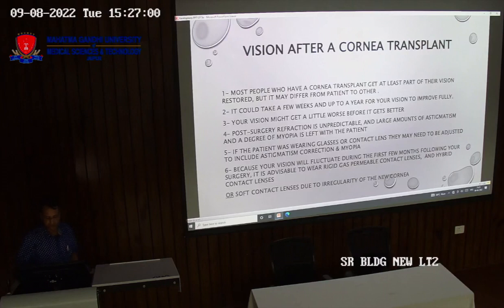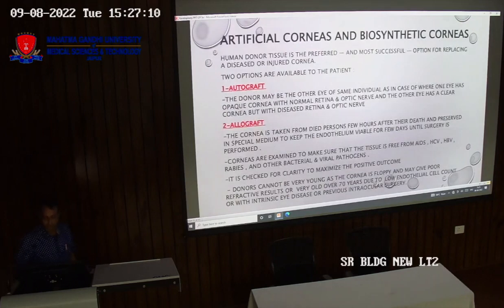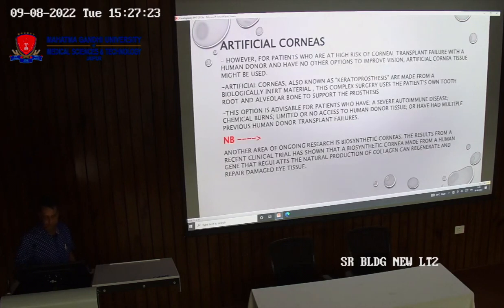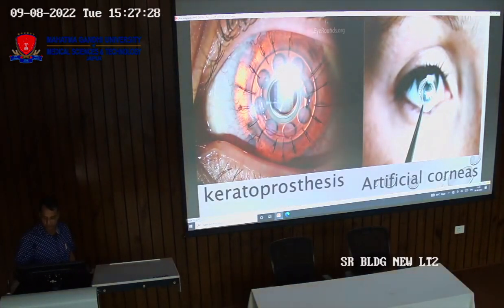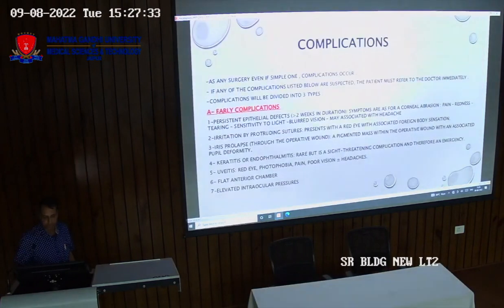Because your vision will fluctuate during the first few months following your surgery, it is advisable to wear rigid gas permeable contact lenses or hybrid contact lenses. There are also artificial corneas or biosynthetic corneas available. Two options are available: autograft and allograft. These are the keratoprosthesis or artificial corneas, used where a normal cornea or donor cornea is not available.